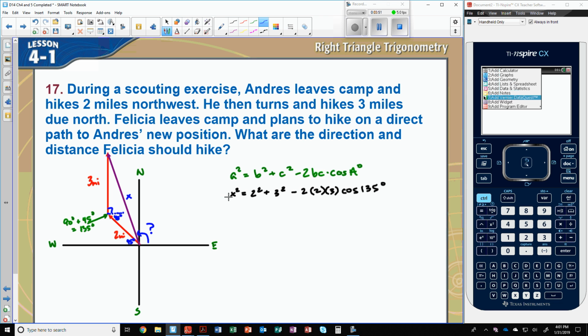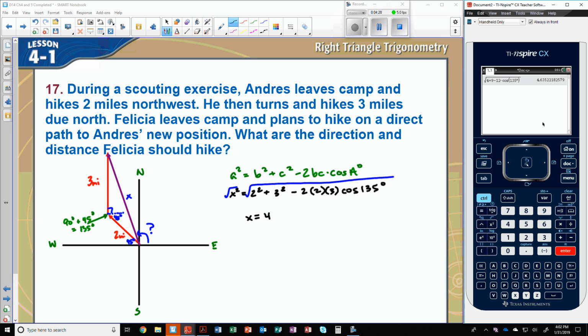Finally, to get x by itself, we'll take the square root. Normally, when you take a square root, you would do plus or minus, but since we're only dealing with positive distance here, we're going to just leave the answer as positive. So we're looking at 2 squared, which is 4, plus 3 squared, which is 9, minus, if you multiply this out, 2 times 2 is 4, times 3 is 12, 12 cosine of 135 degrees, which gives us this distance of 4.6 miles.